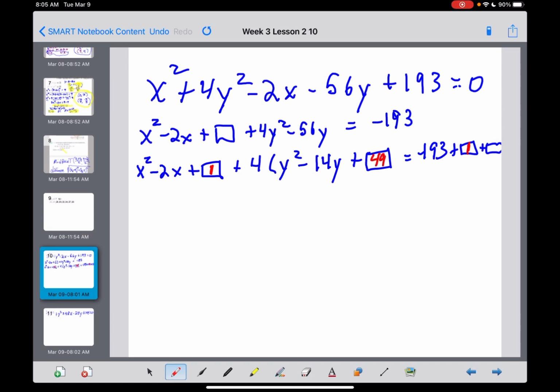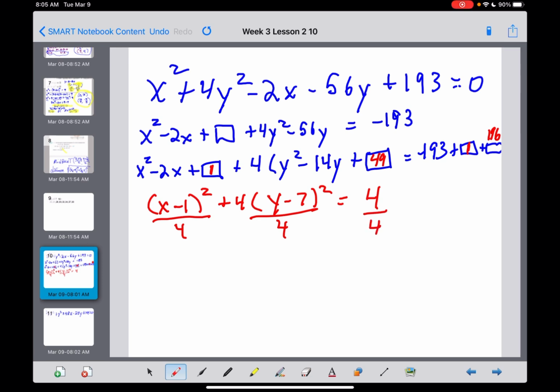But now on the other side, we have to be careful. We have to go 4 times 49, which is 196, so that's going to be 196. So now we factor, so that's x minus 1 squared plus 4 times y minus 7 squared equals 4. Okay, now because it's an ellipse we want it to equal 1, so we're going to divide all pieces by 4. So we get x minus 1 squared over 4 plus y minus 7 squared equals 1.